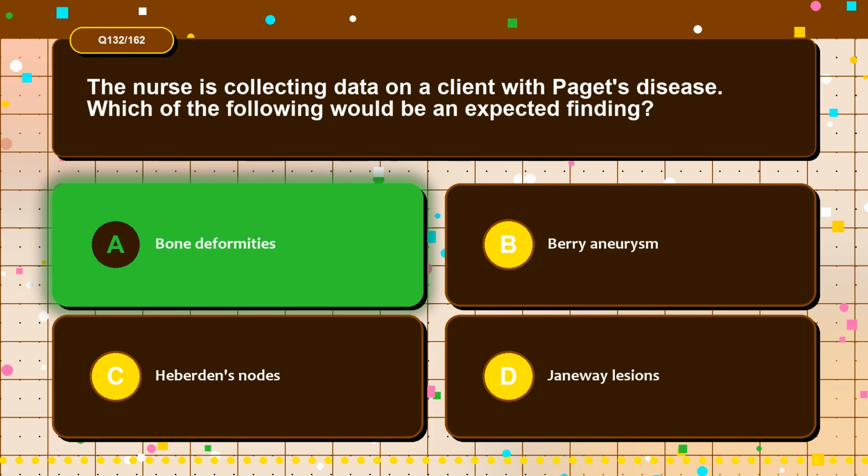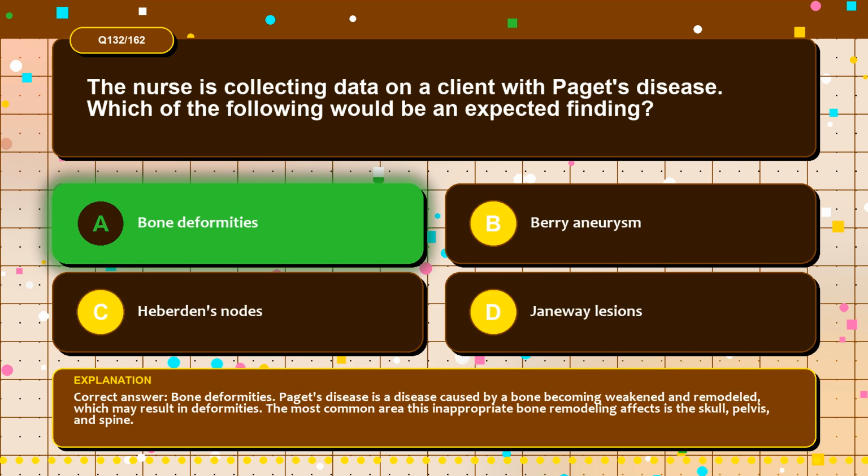The correct answer is option A. Bone deformities. Correct answer: bone deformities. Paget's disease is a disease caused by a bone becoming weakened and remodeled, which may result in deformities. The most common area this inappropriate bone remodeling affects is the skull, pelvis, and spine.